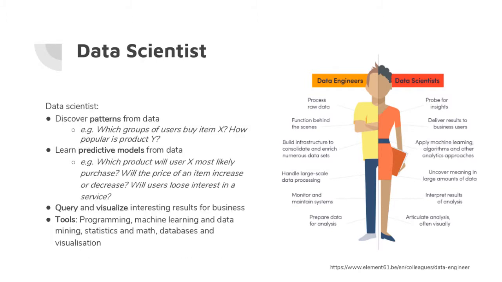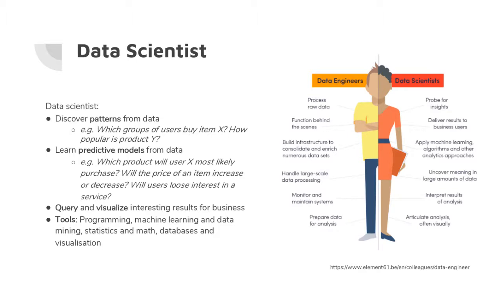So what does a data scientist do? Well, one task is discover patterns from data. For instance, which group of users buy a certain item, how popular is another product. So that's one thing a data scientist does. Another thing is to learn predictive models. So these days, a lot of services depend on machine learning to give the end users a more user-friendly experience.